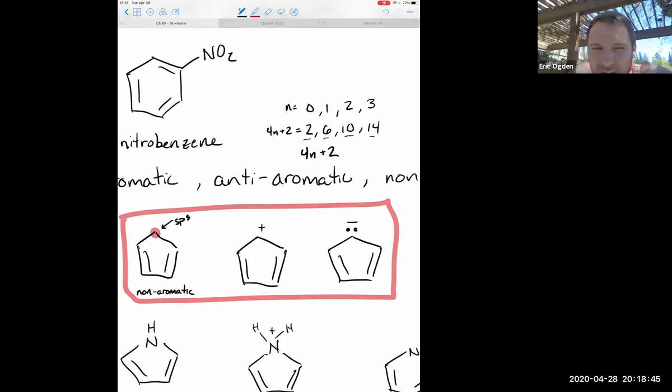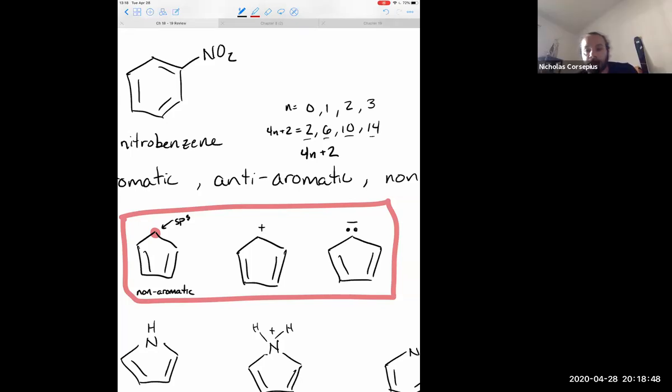What exactly is n? So n can be any integer. n is either 0, 1, 2, 3, right? So here are my n values right here. And it tells you the number of electrons that are allowable, right? So this 4n plus 2 is a shorthand for this series of numbers here. 2, 6, 10, 14, 20? No, I lied. Sorry. I can't do math. 18, etc.